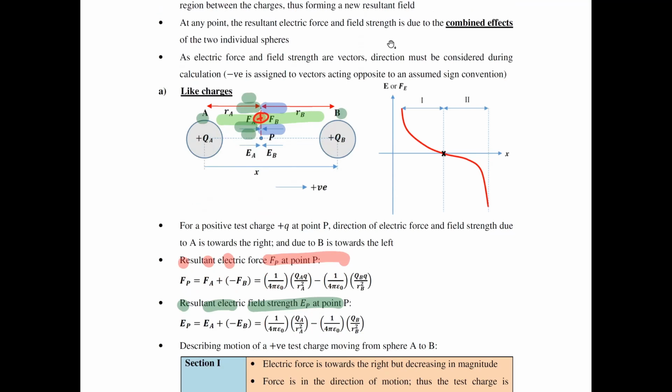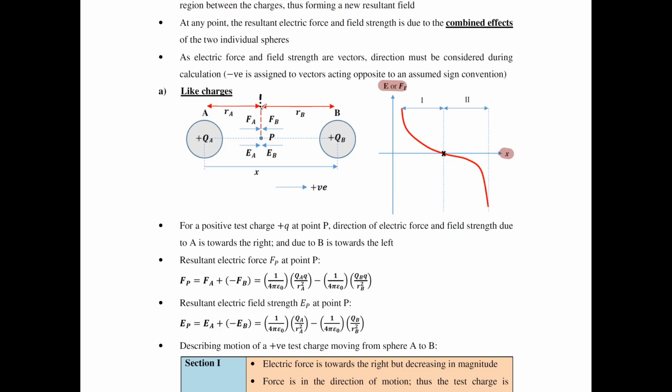And then another thing I should probably mention to you. If you go to the previous page, you're supposed to know how the graph of your field strength or electric force looks when it's plotted against distance. So for like charges, it's normally like this. There are some points to note from here.